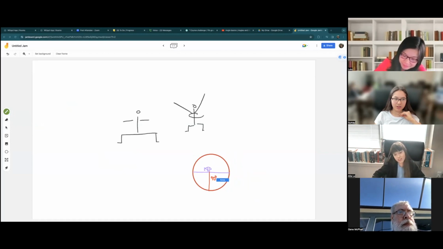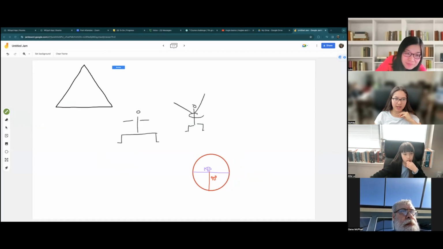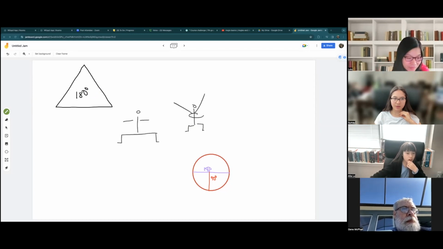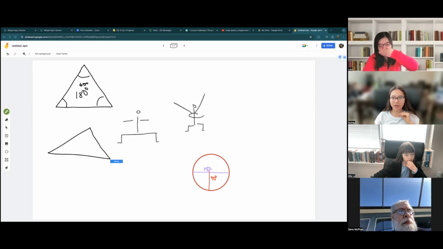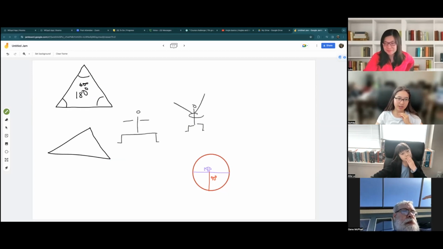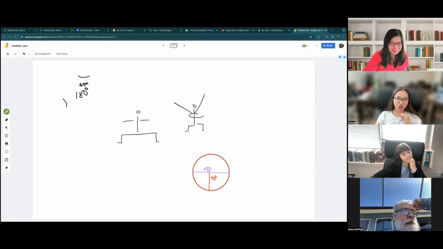And then there's a couple things that you might not know about yet. One is that if you have a triangle, its angles will always add up to 180 degrees, which is pretty cool. If you have an equilateral triangle, then all of these would be 60 degrees. But if you just have random triangles, no matter what the triangle is, it's only 180, which is pretty cool.